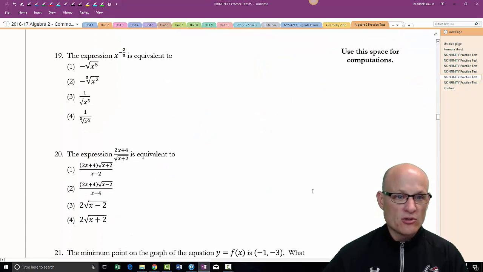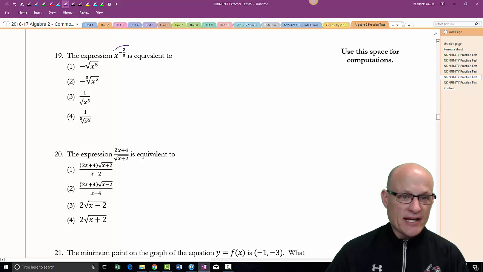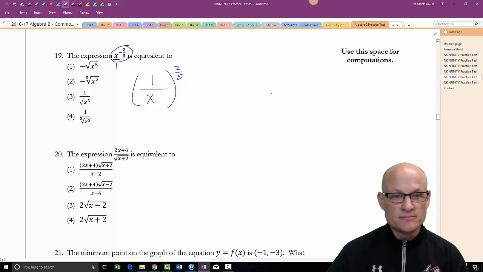All right, so, here we go again. This negative means we're going to take this x over 1, and we're going to flip it and make it 1 over x to the positive 2/5. That's all we did. Well, this is really 1 to the 2/5, which is just 1, over x to the 2/5. Now, that's not one of the answers.